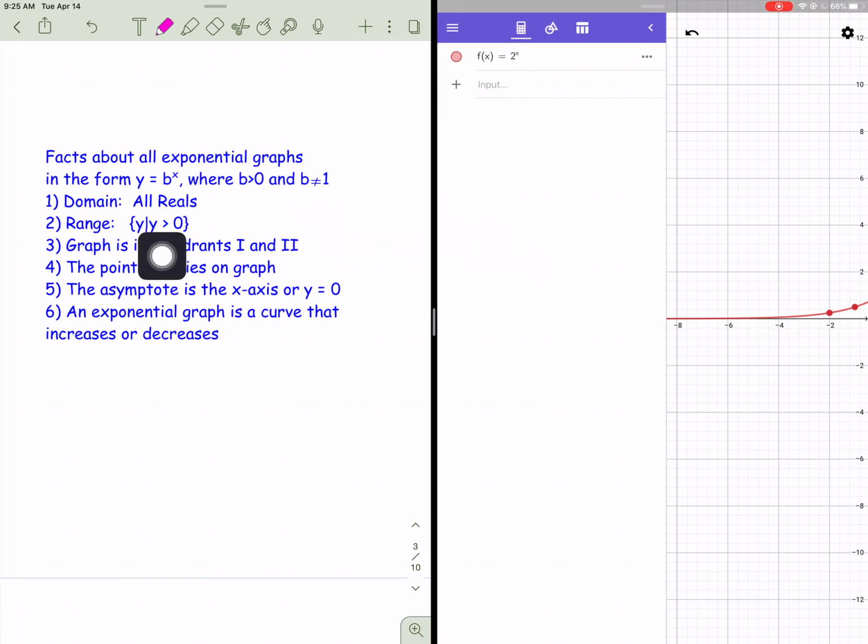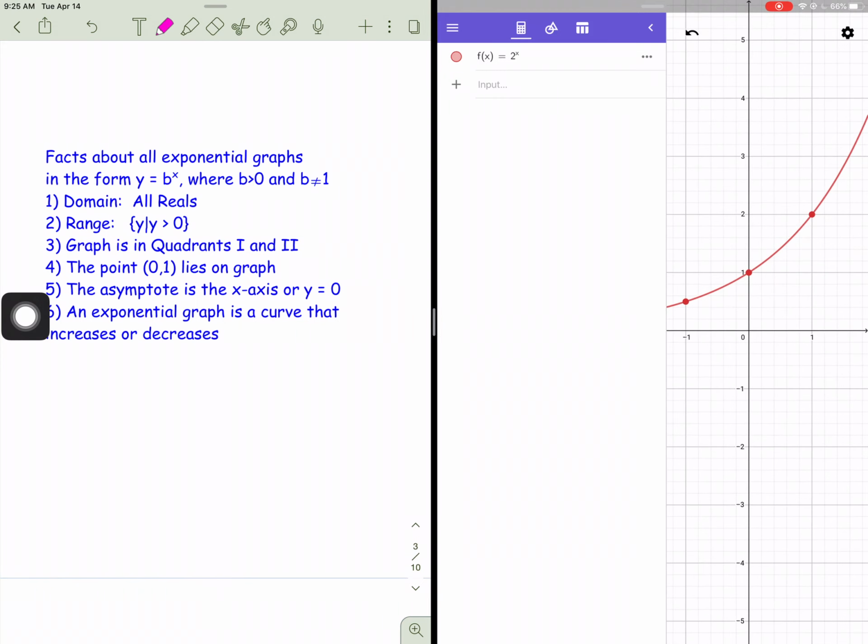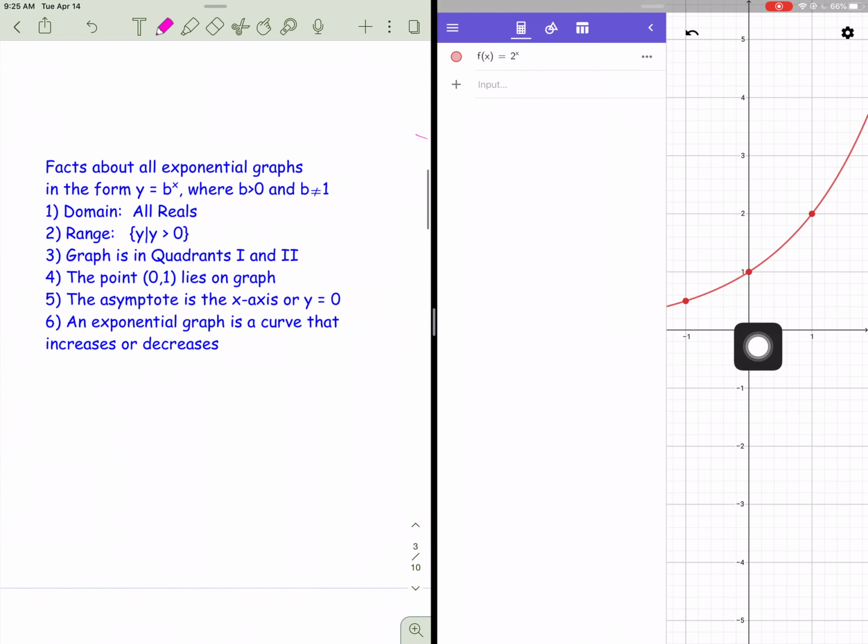So y such that y is greater than 0. It's in quadrants 1 and 2 usually, unless you transform it. The point 0, 1 is always on the graph, because anytime you raise something to the 0 power, if x is 0, 2 to the 0 is 1. Anything to the 0 is 1. And it can either increase or decrease.